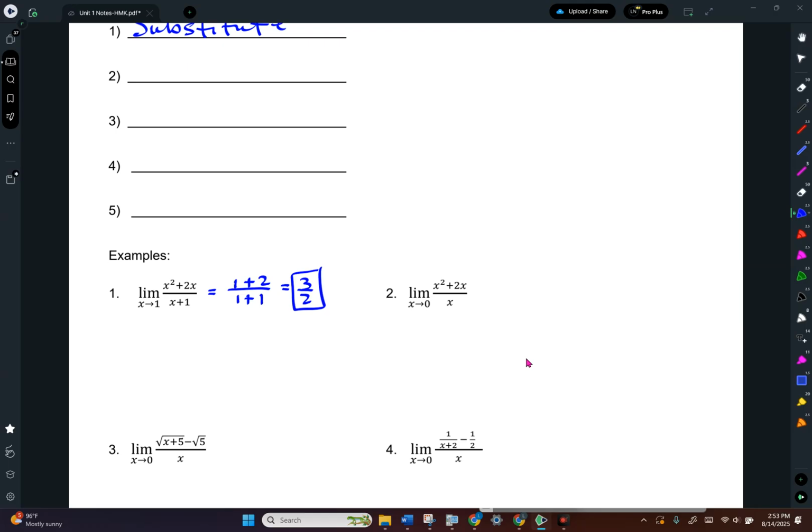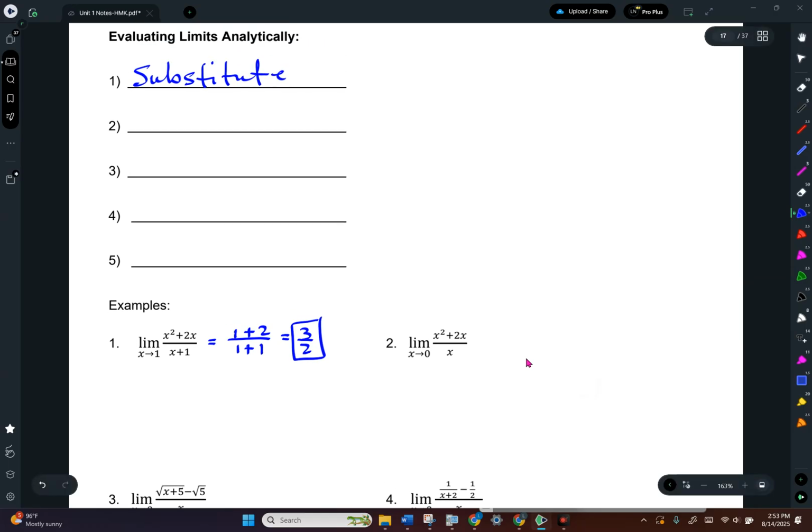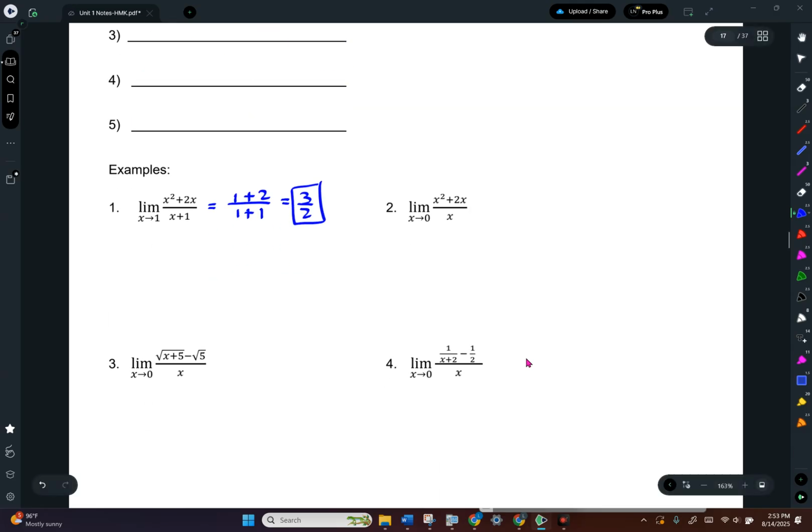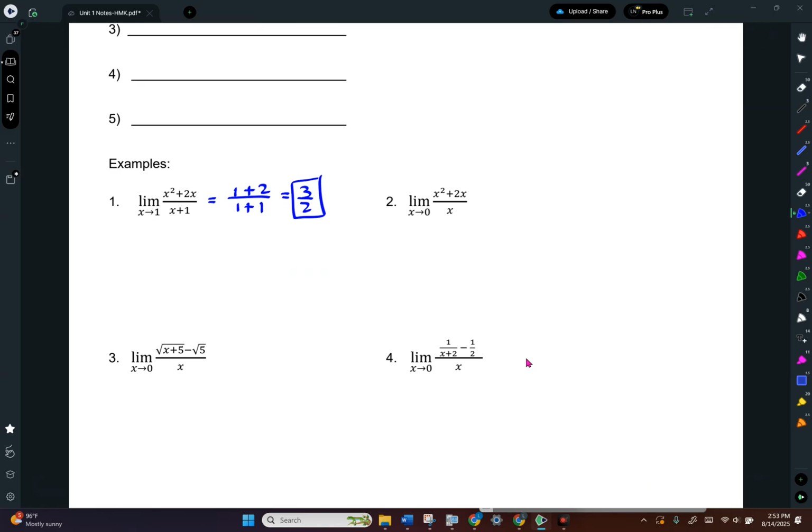Okay, well, if you can't substitute, the next thing you might try is, can you factor? And the whole point of factoring is, once you factor it and get everything to cancel out, can you then substitute? So you're always going to come back to trying to substitute. Okay, so on number 2, if I factor the top, I've got a common factor of x. So that's going to leave me with x plus 2. And in the denominator, I just have an x.